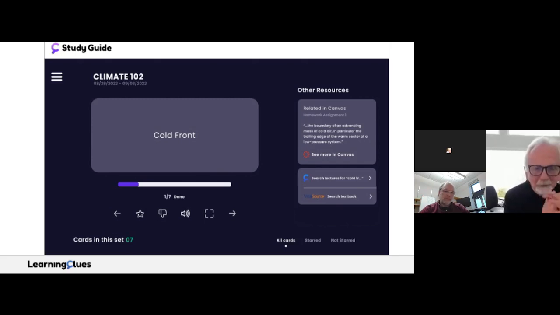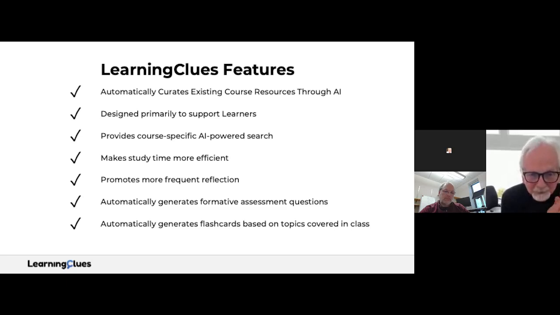So these tools that we are generating, first of all, they automatically curate the content in your course. You don't have to do anything. There's a step we have to go through where we connect with the university system.